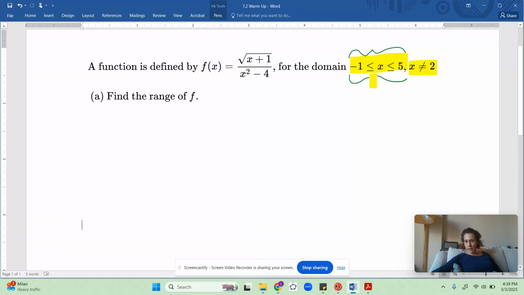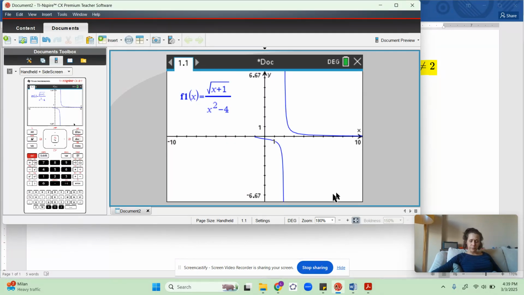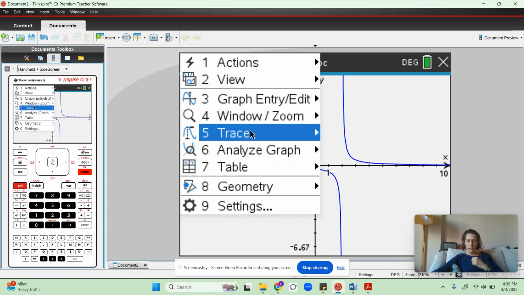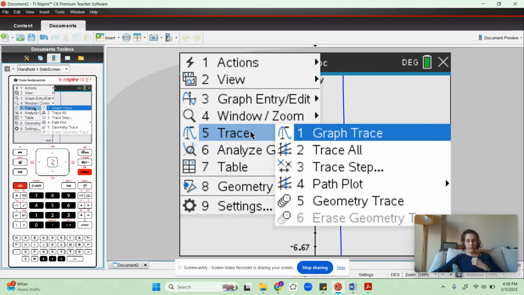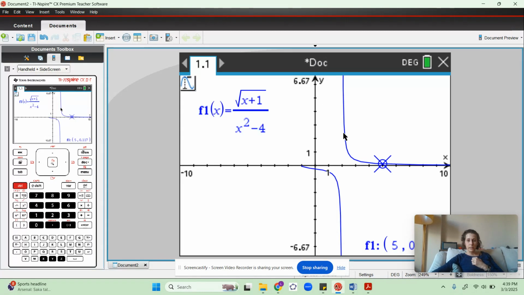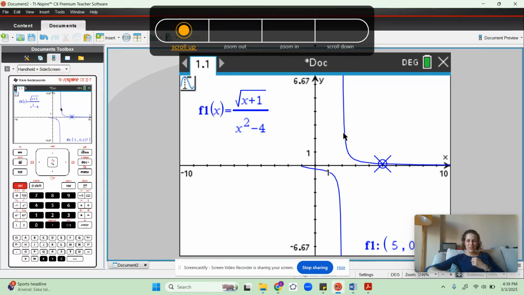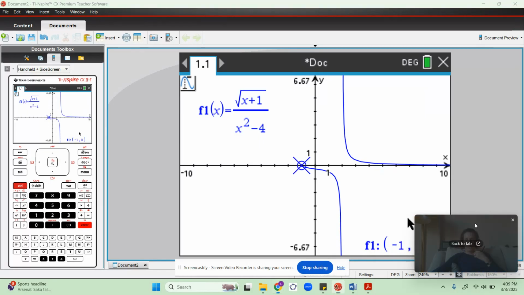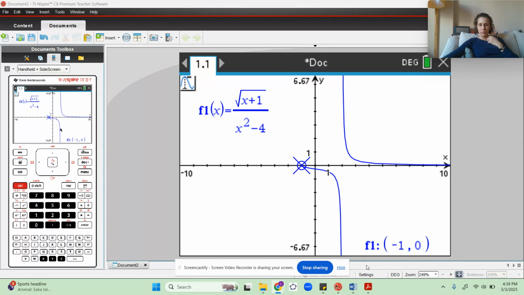And notice that, again, x is between -1 and 5. So when we graph this in the calculator, we can see immediately the entire function. But this function has a restricted domain from -1 to 5. So what you want to do is see what is the y value when x is -1. To do that, you're going to press Menu, Trace, Graph Trace, and type in -1, enter. And so what you should be able to see is that there's a point at -1, 0.